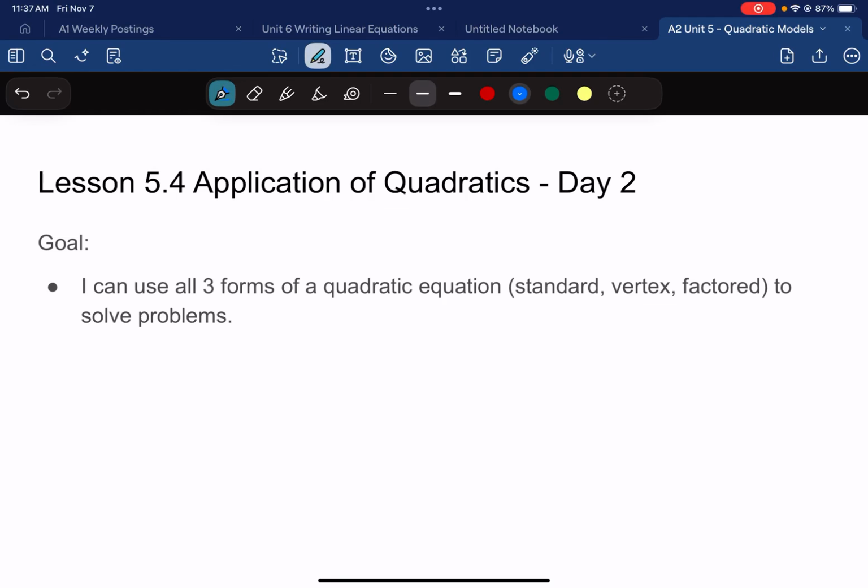This is lesson 5-4, the final one in this unit. Application of quadratics, day 2. Same goal as yesterday. I need to use all three forms of the quadratic equation to solve problems.